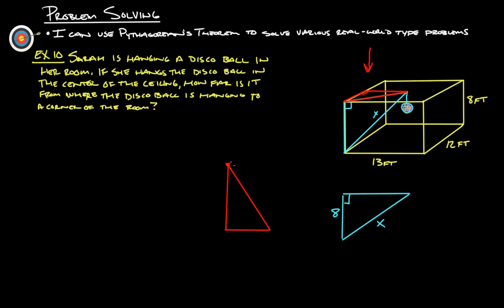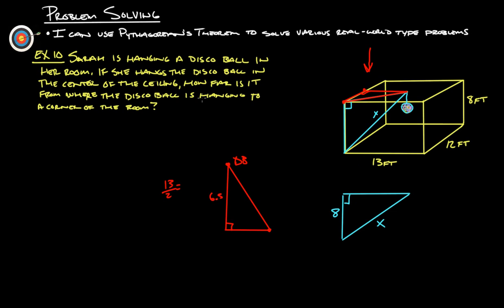Right up here is where the disco ball is going to be. There's our right angle. That's this piece right here, and then this over here is this point right there. That's that corner. Since we know this is exactly in the center of the room, this length right here is going to be half of this length right here, which is 13. So this is 13 over 2, which is 6.5.